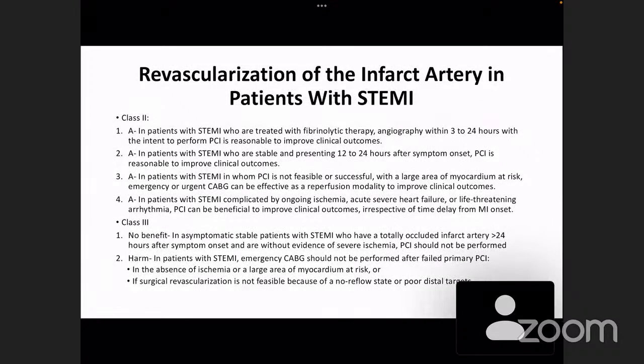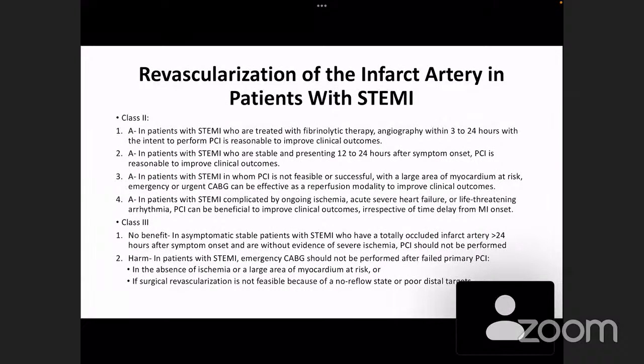Also, class 2A indication: in patients with STEMI who are stable and presenting 12 to 24 hours after the symptom onset, PCI is reasonable to improve the clinical outcome. In patients with STEMI in whom PCI is not feasible or successful with a large area of myocardium at risk, emergency or urgent CABG can be effective as a reperfusion modality to improve the clinical outcome.